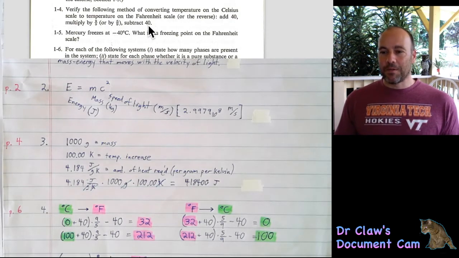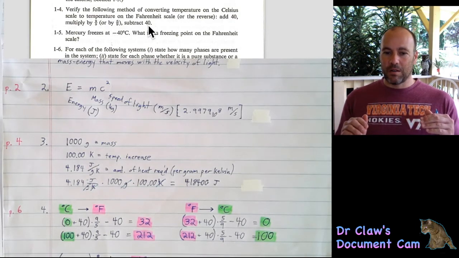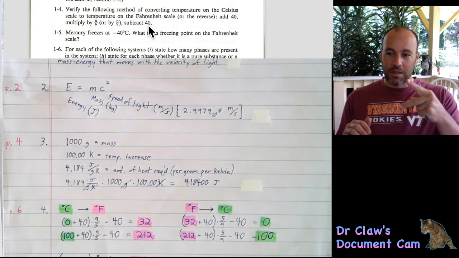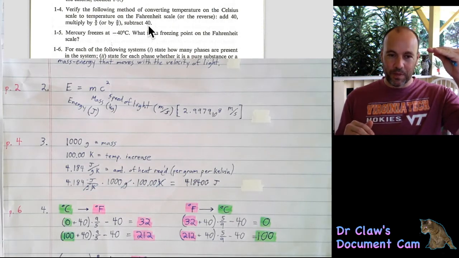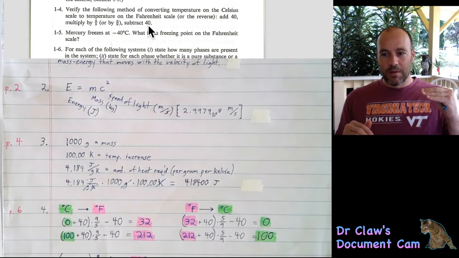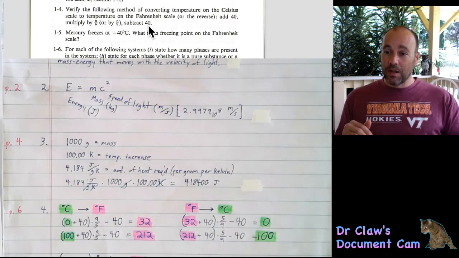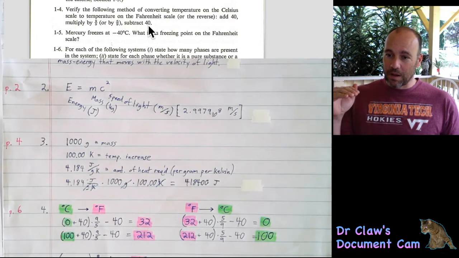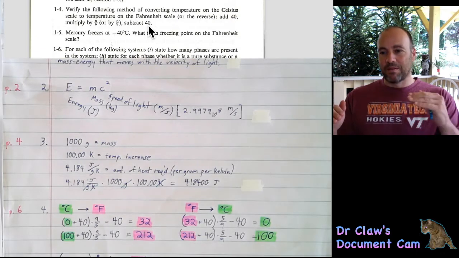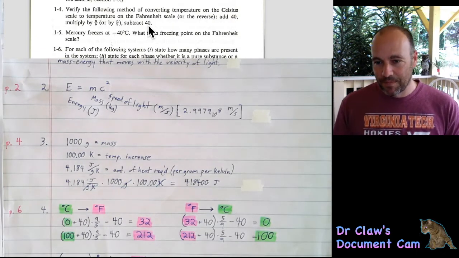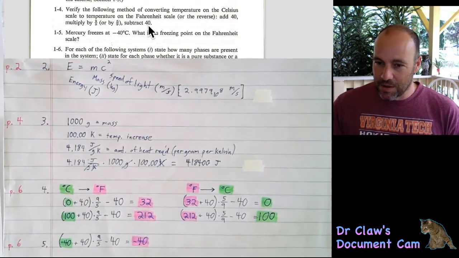So let's verify this by converting two different temperatures from Celsius to Fahrenheit and then back. So how about let's choose the freezing and the boiling temperature for water. The freezing temperature in Celsius is 0 and the boiling temperature is 100. And in Fahrenheit, it's 32 Fahrenheit and 212 Fahrenheit. So let's see if we can convert those to Fahrenheit, all right, using this method.